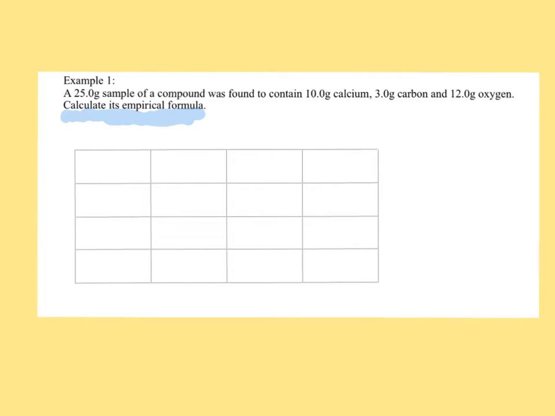To do that, we're going to need two bits of information. The first bit is a mass. You will always get some form of mass. You will also need the elements, which in this case are calcium, carbon, and oxygen. Once you have these, you're going to want to fill in the table.